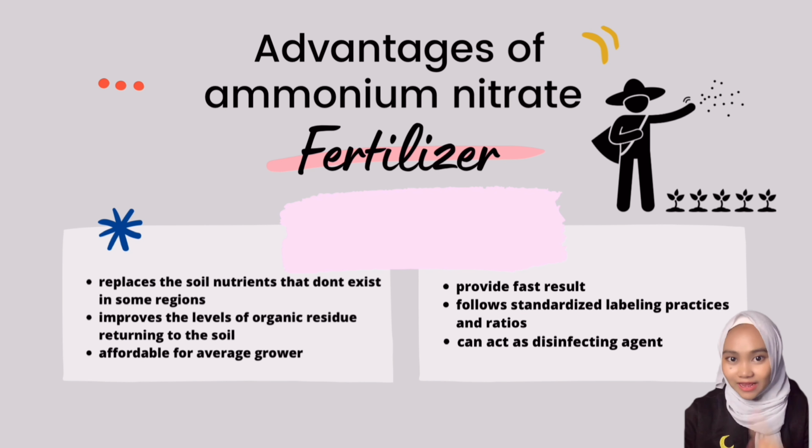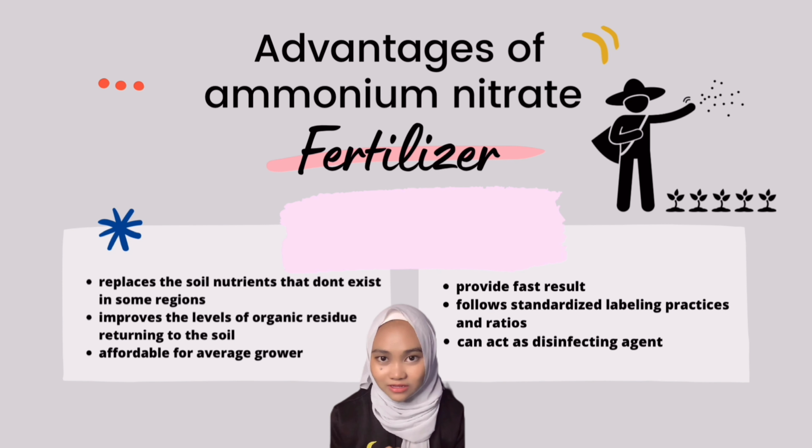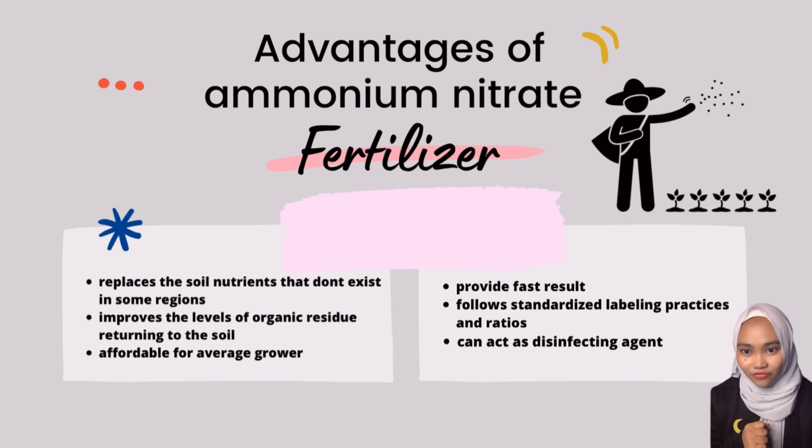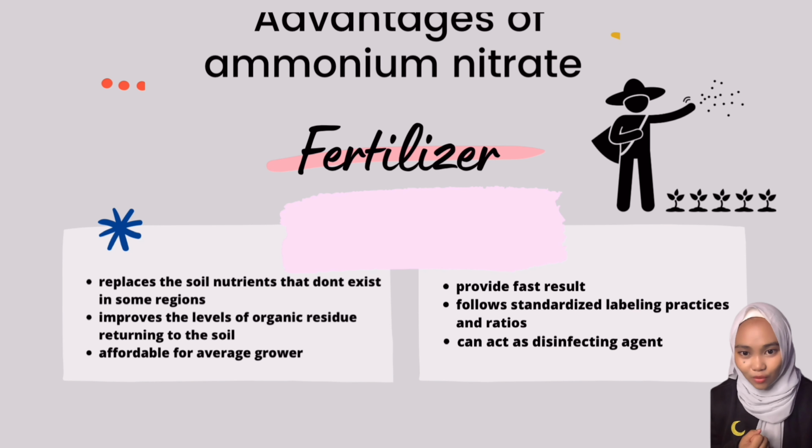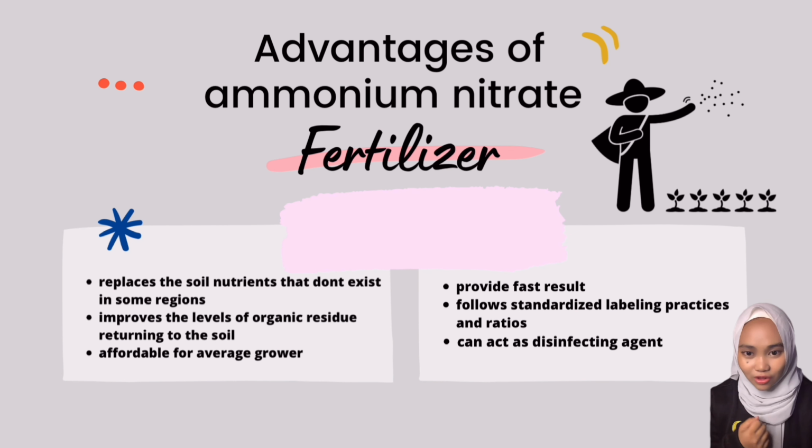So now, let's take a look at the advantages of using ammonium nitrate as a fertilizer. First, ammonium nitrate fertilizer can replace the soil nutrients that don't exist in some regions because ammonium nitrate consists of high nutrients. Next, this fertilizer can also improve the level of organic acids returning to the soil because it can improve the soil quality and increase the organic matter content in the soil. Furthermore, this fertilizer is also affordable compared to other fertilizers.